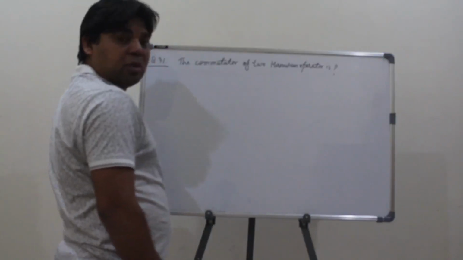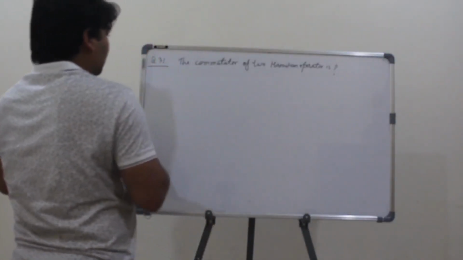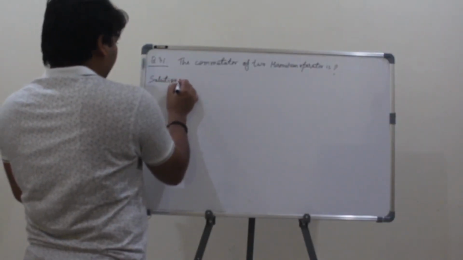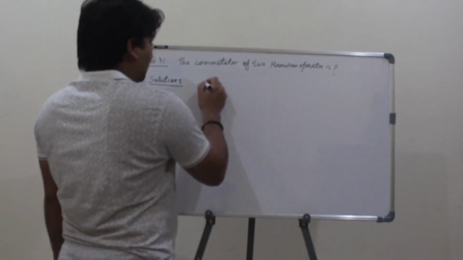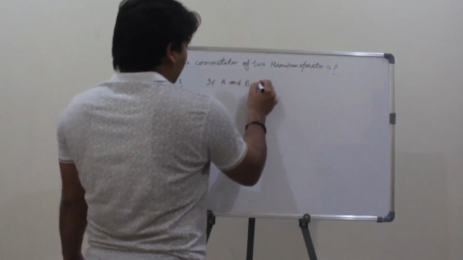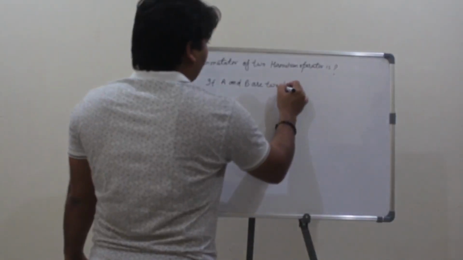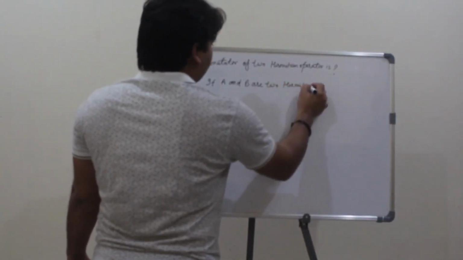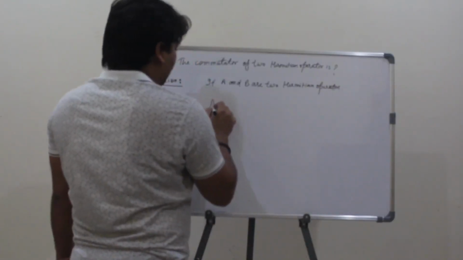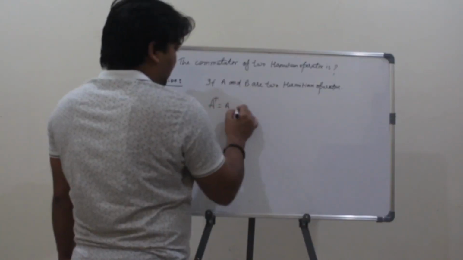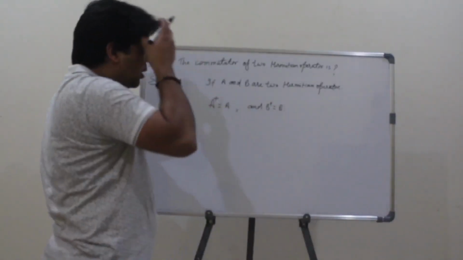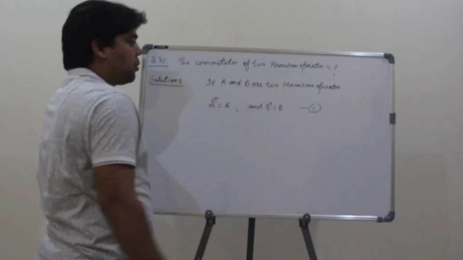The commutator of two Hermitian operators is what? Let us take this commutator and try to solve this problem. Let us take A and B as two Hermitian operators. It means that A dagger will be A and B dagger will be B. This is the general property we have. Let us take it as equation number 1.